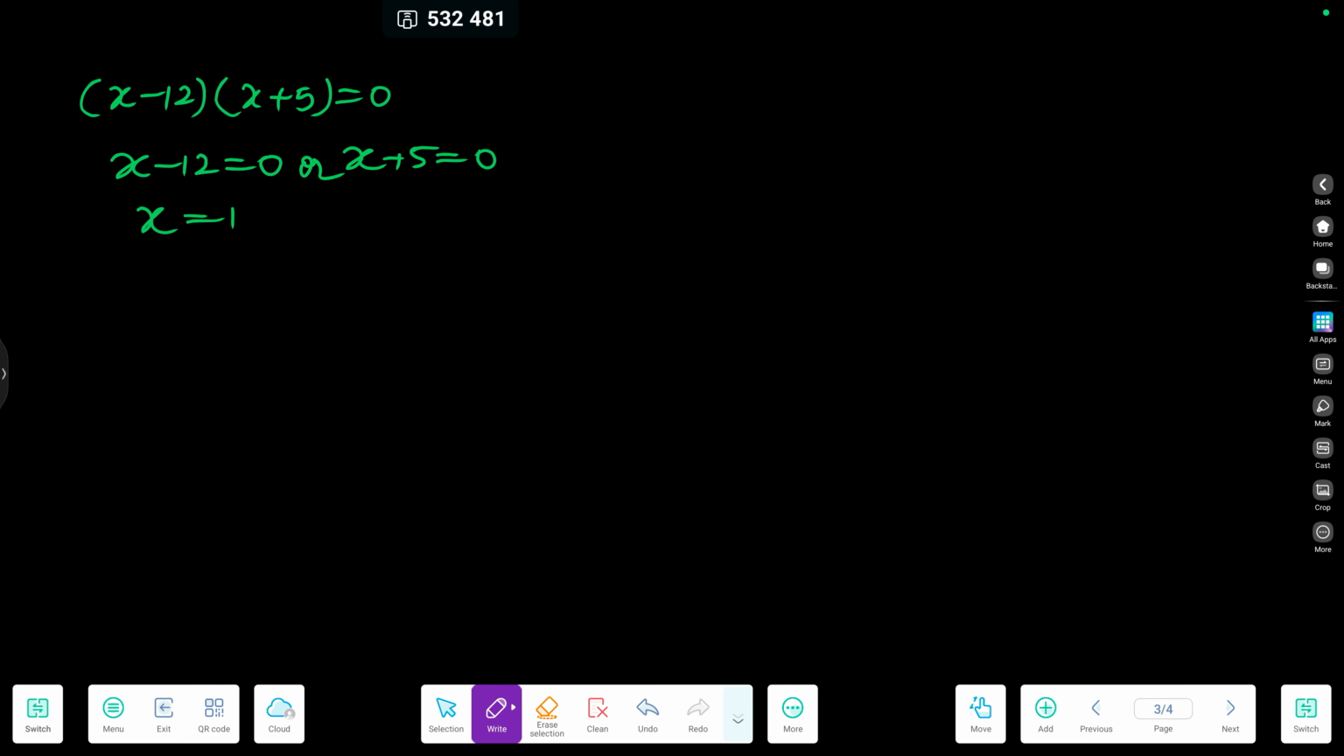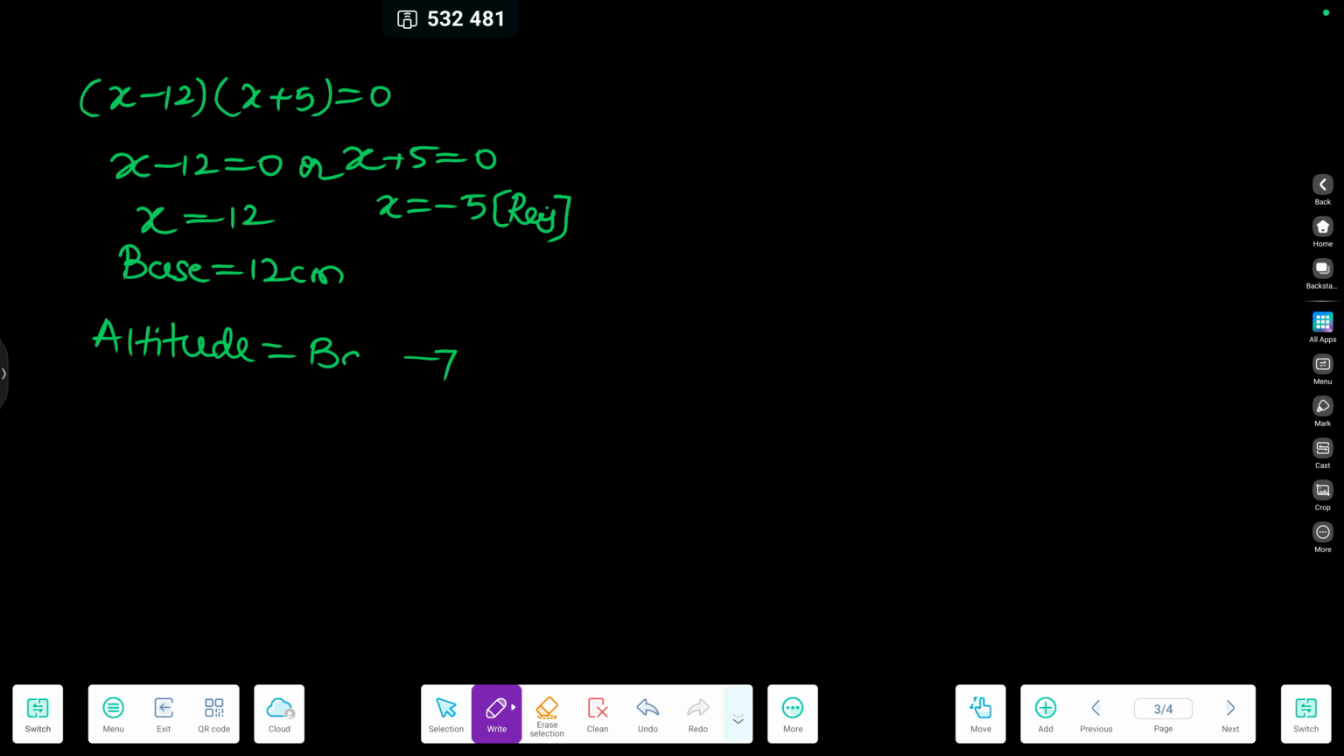x equals 12, and already it is given in the question. This is the base number. x is what? We have assumed base as x. So base will be 12 centimeter. And it is given that the altitude is 7 centimeter less than base.